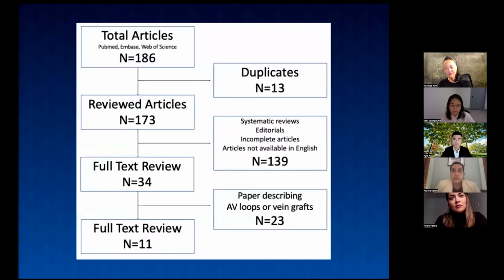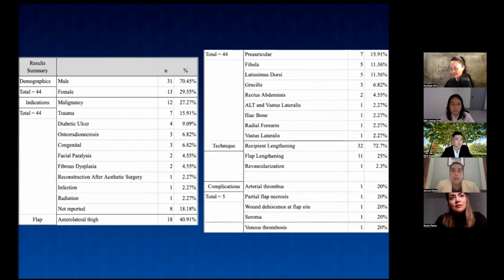So we performed a literature review searching for the terms free flap reconstruction and interposition grafts, or arteriovenous interposition grafts. We initially found 186 articles, and then after eliminating duplicates and reviewing the articles for relevance to our study, we included 11 articles in our study. Amongst these 11 articles, 44 patients underwent reconstruction with an AV bundle interposition graft. The average age was 48.4 years, 31 were male and 13 female. The most common indication for reconstruction was malignancy, followed by trauma as the second most common.